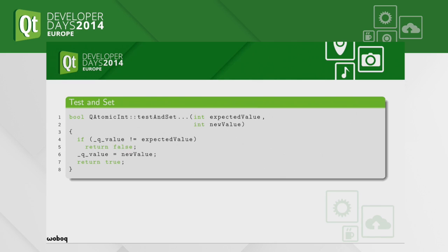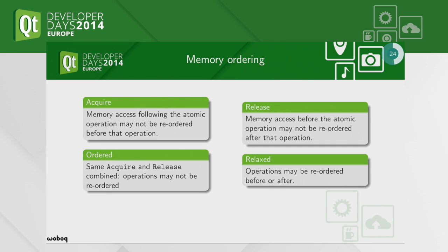So you want to basically set the value only if it has the expected value, and if this fails, it will return false. And if it succeeds, it will return true. So we will see how to use that in a moment. But first, let's explain a bit more about memory ordering.